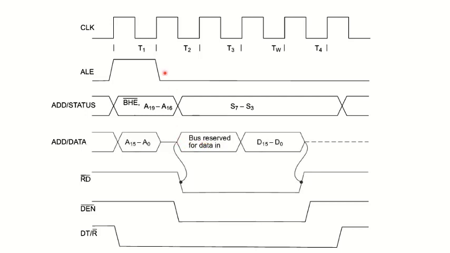Whenever the ALE signal goes low and data is available, it is shown by DEN going low. So data is enabled. At that time the read signal goes low, which means a read operation will be performed. DT/R bar is also low because at this time the microprocessor is receiving data, not transmitting.